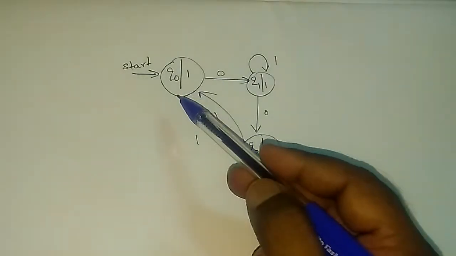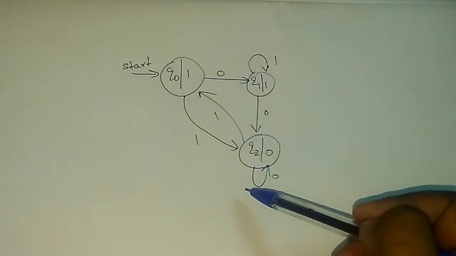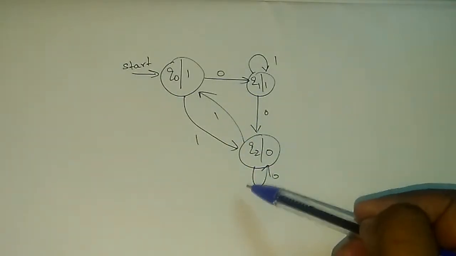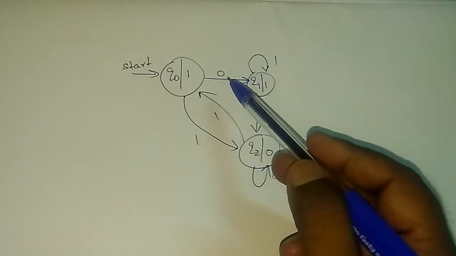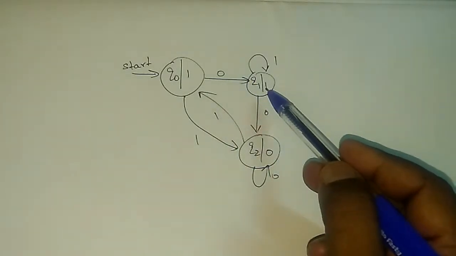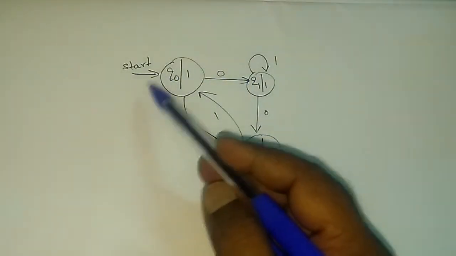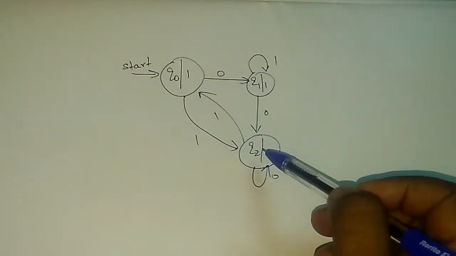Here the current states are Q0, Q1 and Q2. So what are the next states? The next state depends upon the input 0 and 1. So what is the input alphabet here? 0 and 1. So the next state depends upon the input alphabet 0 and 1. And what is the output? The output is clear here. For Q0 the output is 1, for Q1 the output is 1, for Q2 the output is 0.